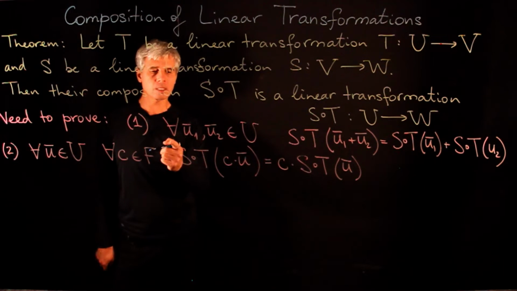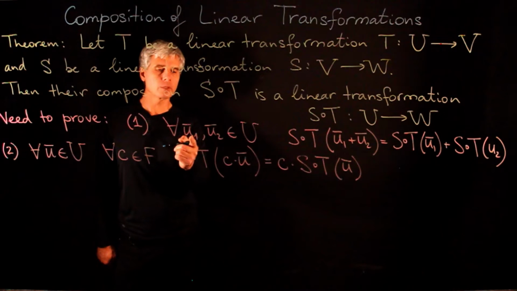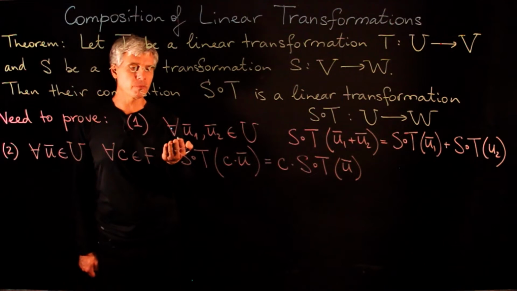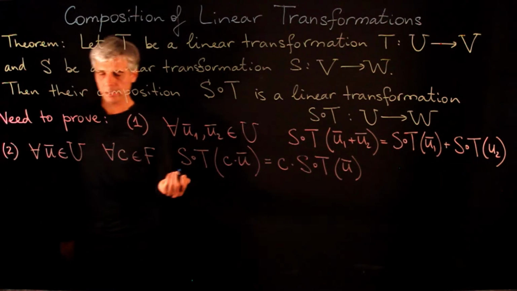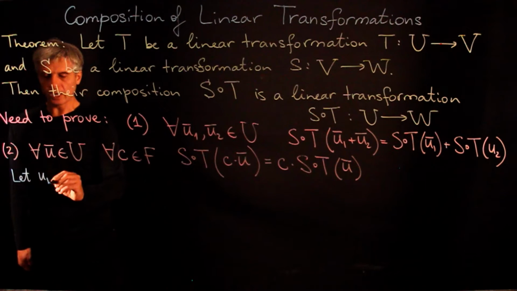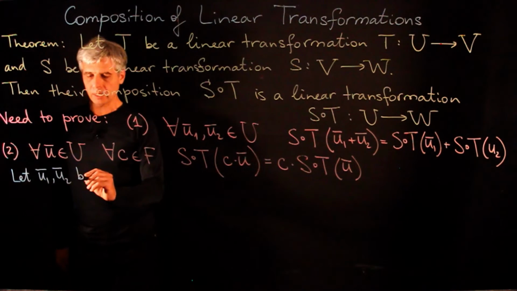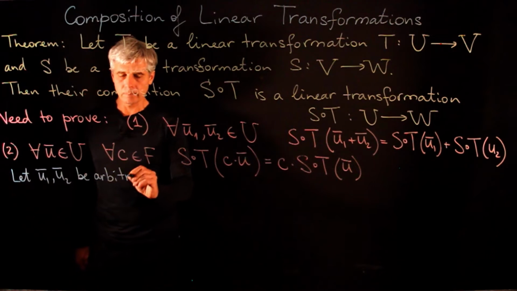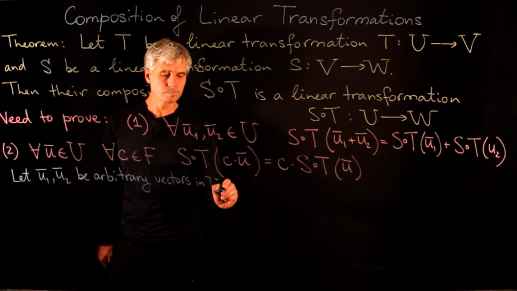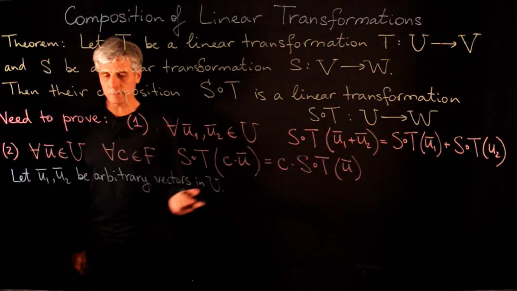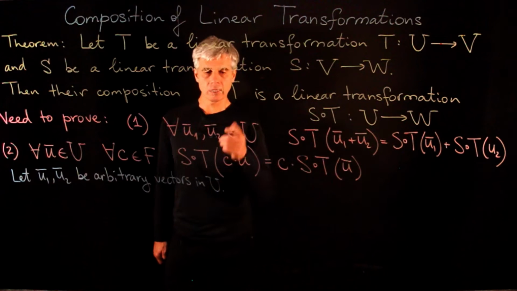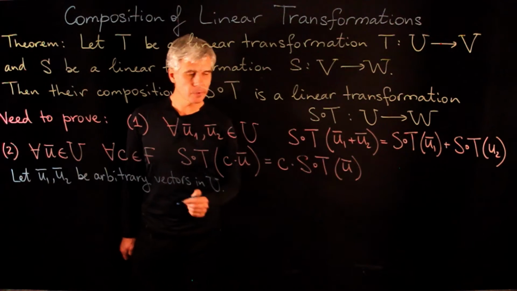So here it begins with the quantifier that for all u1 and u2 in the space U. Whenever our statement starts with a universal quantifier like this one, then what we do is we write the following. So we say let u1 and u2 be arbitrary vectors in the space U. Now, if we can prove a certain claim for arbitrary vectors, then this claim will hold for all vectors in this set. Let us start with the left-hand side.